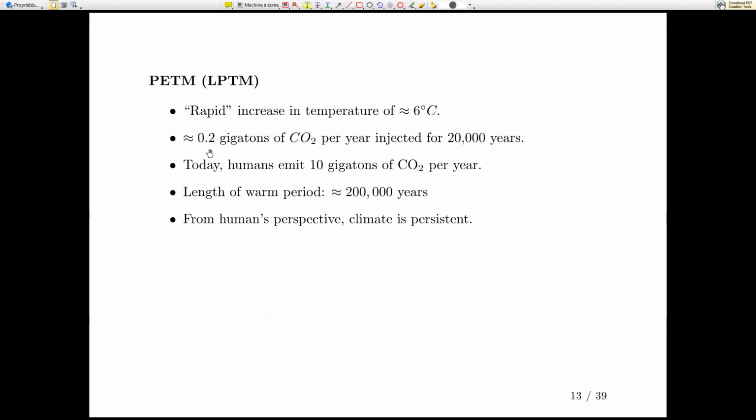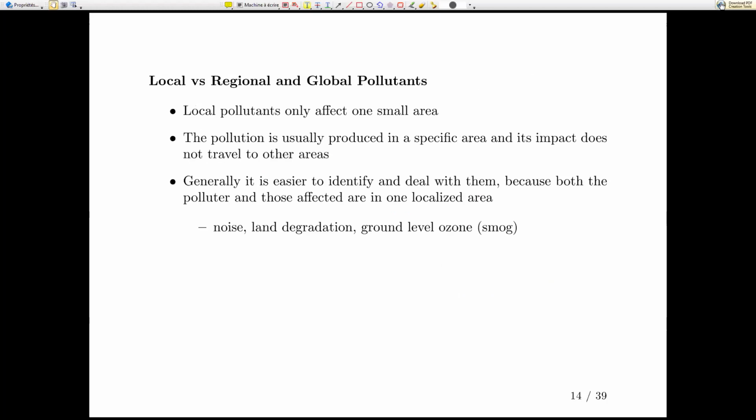Yeah. So these are the numbers. During that period, 0.2 gigatons of CO2 were injected per year. And today that's 10. So we emit 50 times faster. So still we would have to emit for a long time, but not all that long to get this crazy impact on the climate. So it's persistent. You have to deal with it.